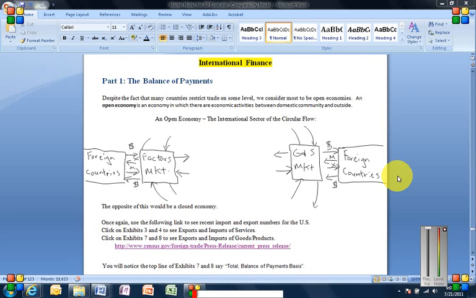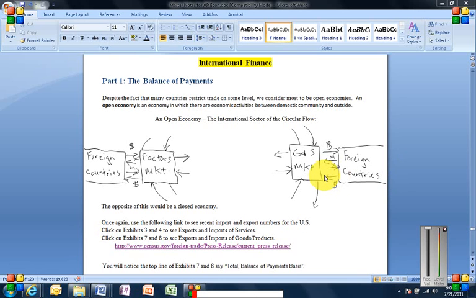Now, despite the fact that many countries restrict trade on some level, we consider most to be open economies. An open economy is an economy in which there are economic activities between the domestic community, citizens of a particular country, and people outside of that country. And you can visualize an open economy by going back in your mind, or even in your notes, to this portion of the circular flow.